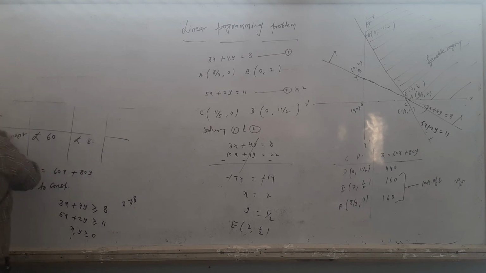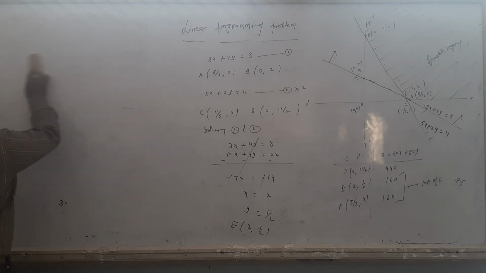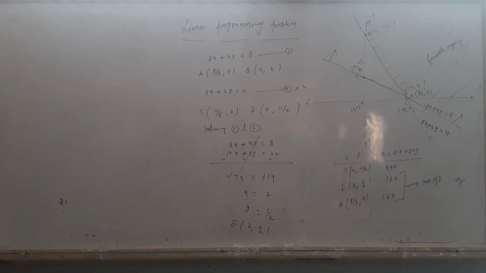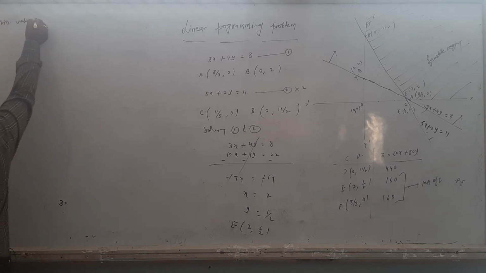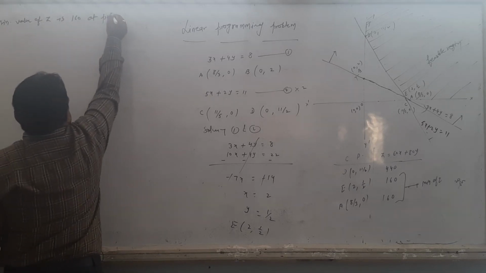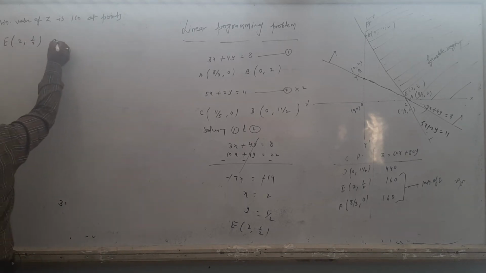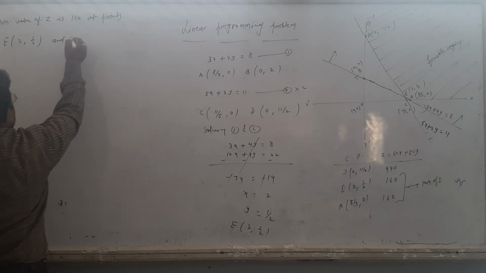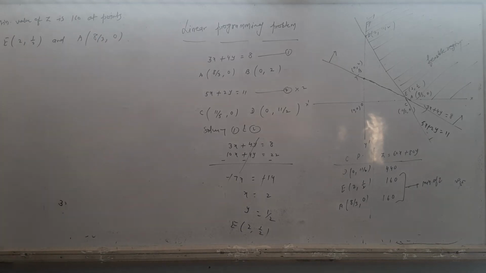So finally the answer: the minimum value of z is 160 at which points? There are 2 points. One is the E point, 2 comma 1 by 2, and the other point is 8 by 3 comma 0. This is the answer. But now this feasible region is unbounded. If it were bounded, no problem, but it is unbounded, so we need the last 4 lines.